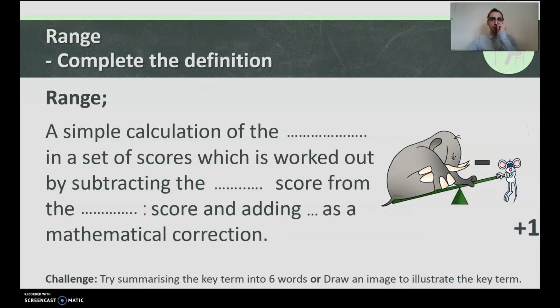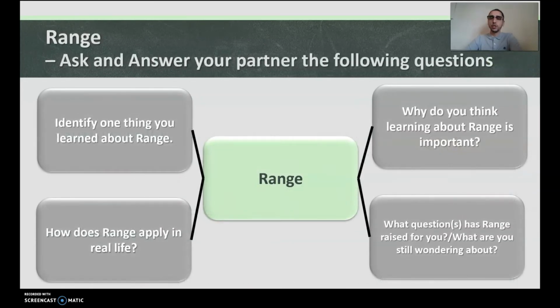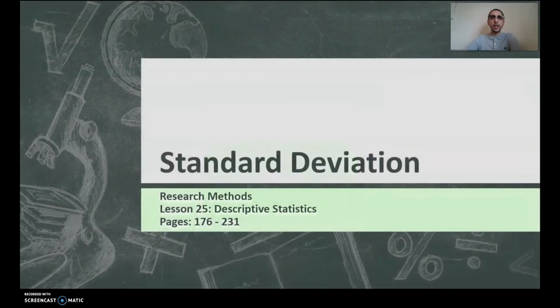Range. So the range is a simple calculation of the what? Dispersion in a set of scores, which is worked out by subtracting the lowest score from the highest score and adding 1 as a mathematical correction. And that's the range. Are we happy with the range? If you've got any questions, let me know. Range it up. Standard deviation.